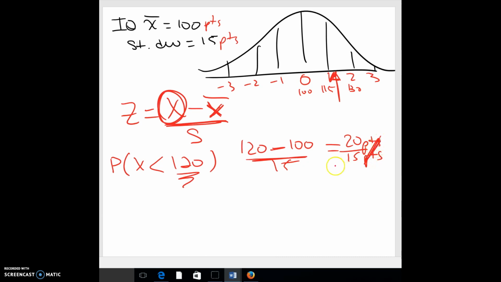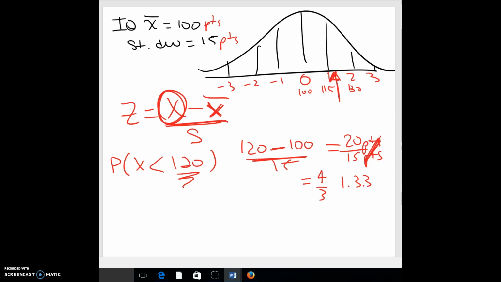They cancel. So let's see if I reduce this or divide on a calculator. I don't have a calculator handy at the moment. I probably should. Divide by 5 is what, 4? So what is that? 1.33 repeating. All right. So now that's 1.33 basically standard deviations above.